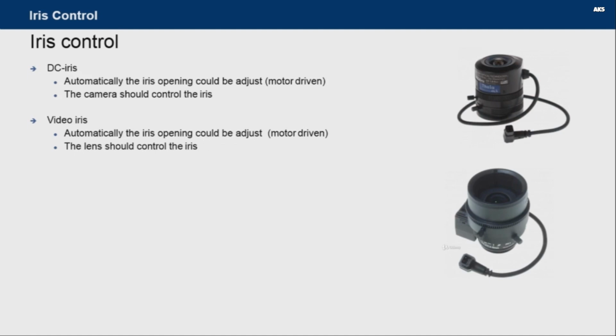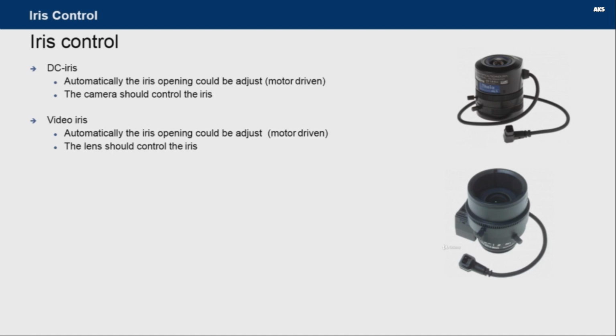And for the other two types of iris lenses, we call them auto iris. And we have two types of auto iris. The first type is DC iris and the second type is video iris. Both have a motor-driven, automatically adjustable iris opening that responds to changes in light level. And both use an analog signal to control the iris opening.